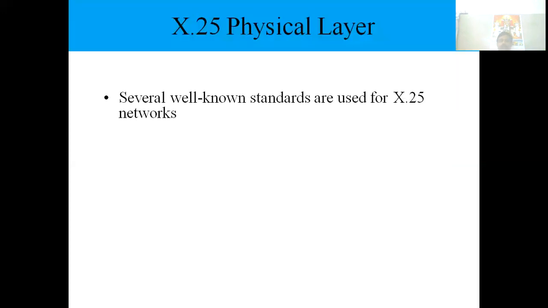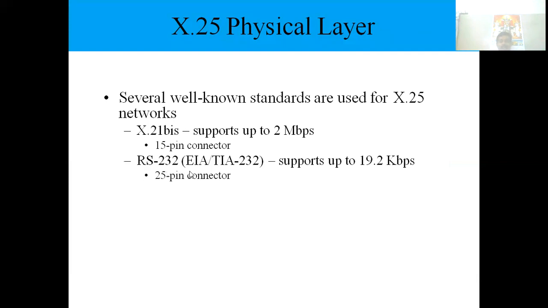Now, first we are going to the X.25 physical layer. Several well-known standards are used for X.25 networks. The first one is X.21 or X.21 bis. It will support a data rate up to 2 megabits per second, and it is a 15-pin connector. Next one is RS-232 or EIA 232 or TIA 232. It will support a data rate of 19.2 kilobits per second, and this RS-232 is a connector having 25 pins.